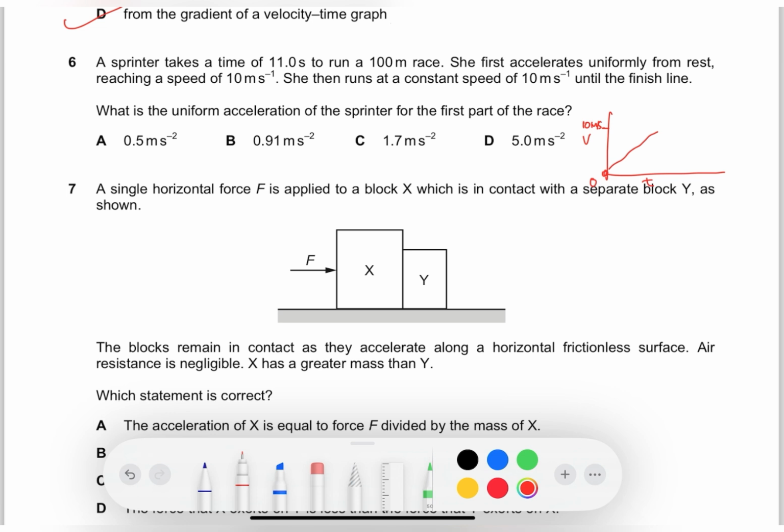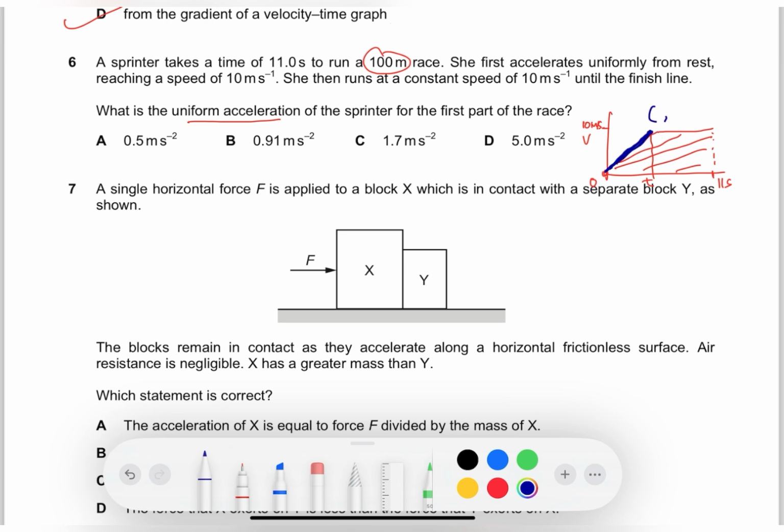She then runs at constant speed. Constant speed means no acceleration. That means the line would be like this one. And now till the last, the total time is 11 seconds, right? So this will be a graph. Now let the total distance of graph be 100, right? So we have to find the uniform acceleration. So acceleration was over here only. Acceleration will be equal to the gradient of this slope. Yes or no?